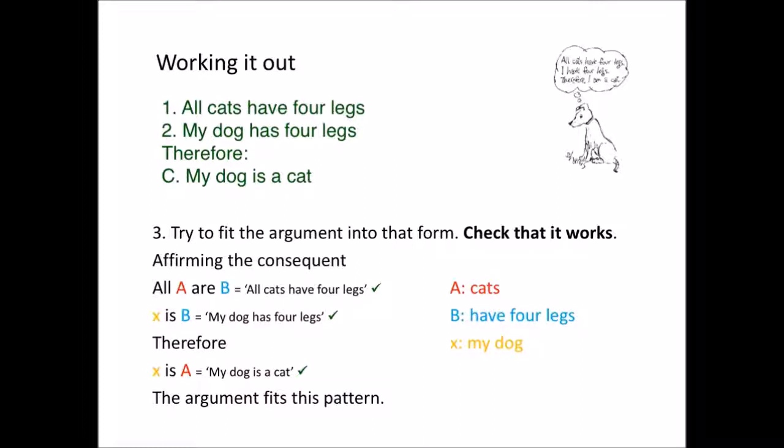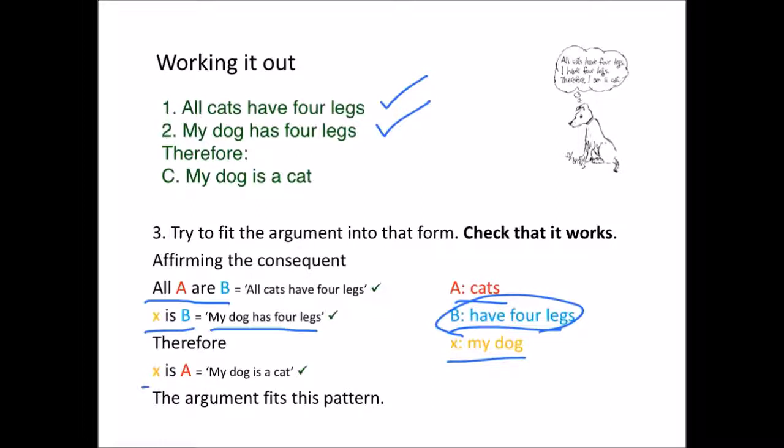The first premise here says all A are B, which means all cats have 4 legs. And again, that gets the first premise right. Now, the second premise says X is B. Well, that should mean X, my dog, is B, a creature with 4 legs. My dog has 4 legs. Is that what the second premise says? Yes, it is.